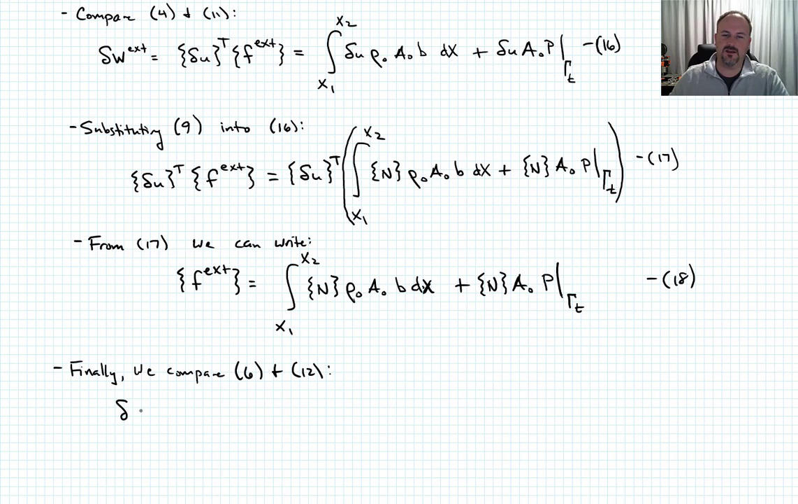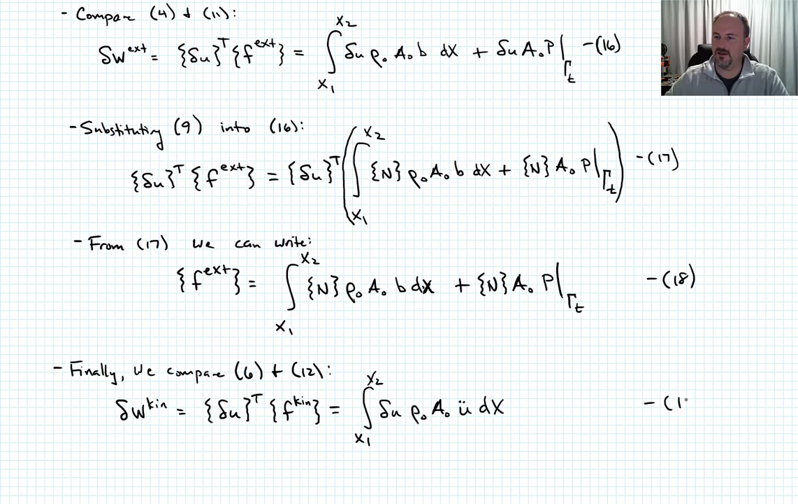Right, and we said that the virtual kinetic work is going to be equal to delta U, the virtual displacement, dotted with some kinetic force vector, and that would be from equation 6, the integral from x1 to x2 of delta U times rho naught a naught U double dot dx. Call that equation 19.